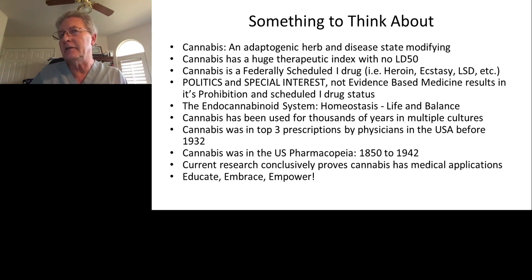The endocannabinoid system helps maintain homeostasis, or that balance that our body strives to constantly maintain. Cannabis has been used for thousands of years in multiple countries. It was in the top 3 prescriptions prescribed by physicians in the United States before 1932. It was in the U.S. Pharmacopoeia from 1850 to 1942 before it was removed. Current research conclusively proves cannabis has medical applications.